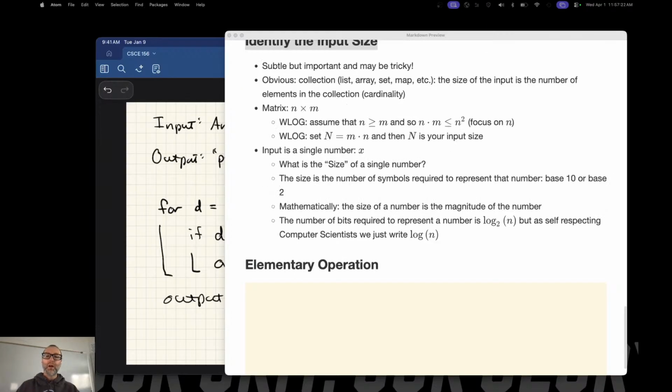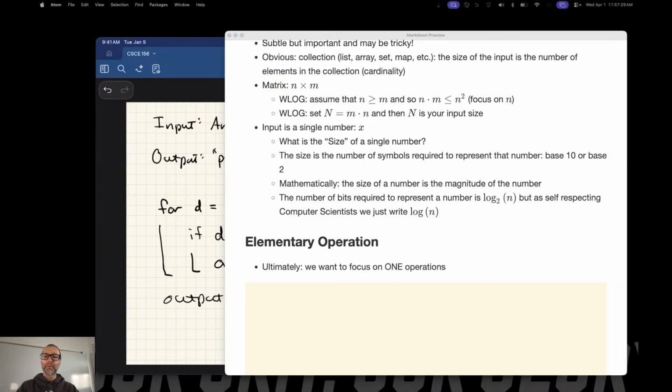Okay. All right, 3, elementary operation. Ultimately, we want to focus on one operation to analyze.